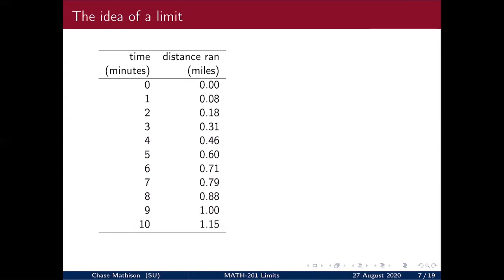Yeah, exactly. Average speed is just the distance you traveled divided by the time it took, right? And this is in miles per minute, really. So that tells me how I'm going to calculate this. My first guess is just I'm going to use the average speed I had over that first 10 minutes. Well, I went 1.15 miles. I started at 0 miles. And it took me 10 minutes, right?